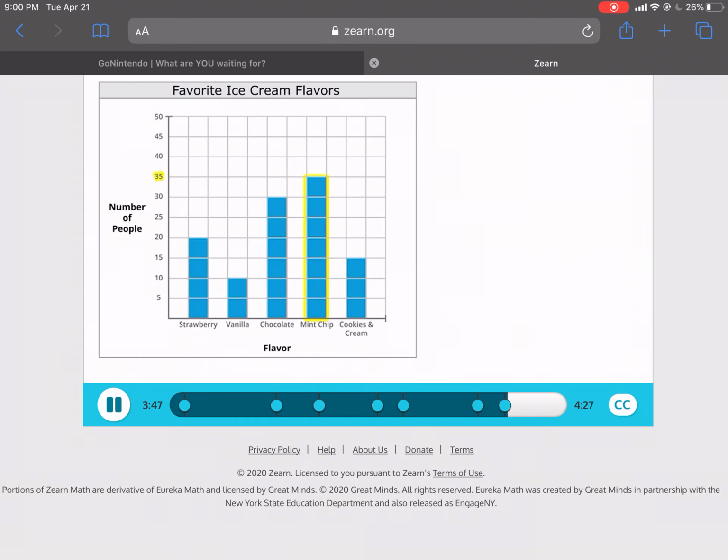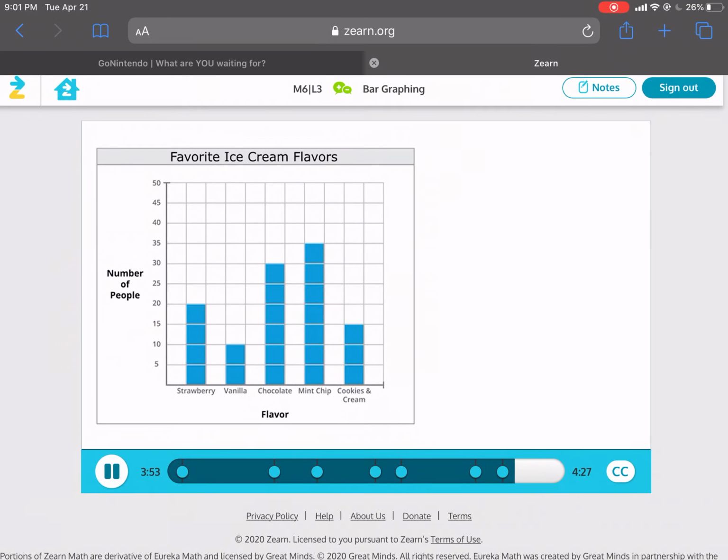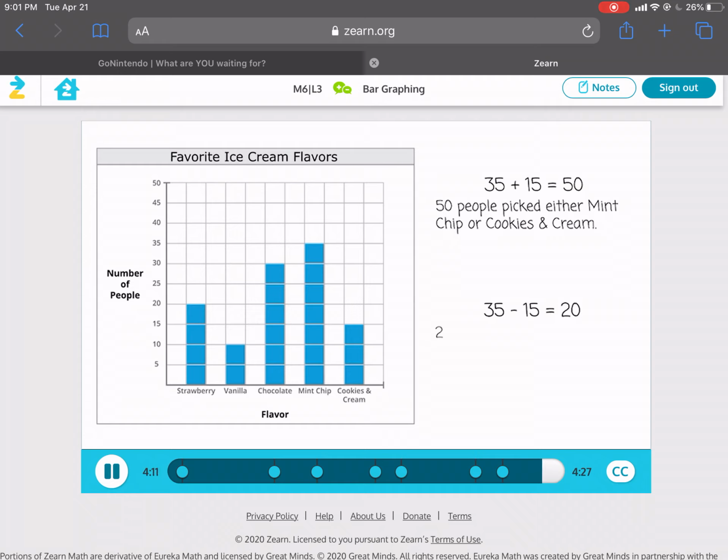Kayla. 35 people picked mint chip as their favorite flavor, and 15 people picked cookies and cream. 35 plus 15 is 50. So 50 people picked either mint chip or cookies and cream as their favorite flavor. Right on. How many more people picked mint chip than cookies and cream? 35 minus 15 equals 20. So 20 more people picked mint chip than cookies and cream. Correct.